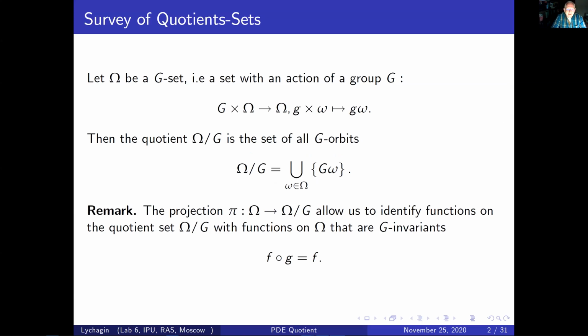So let's begin with the first very elementary example. Let's take a group acting on some set. Then the quotient is the set of all orbits. And what I wanted to stress here is that if, like we do in geometry, we try to explain our objects in terms of functions on them, then functions on the quotient are exactly G-invariant functions. The last line is just the condition that a function doesn't change under the action of our group.